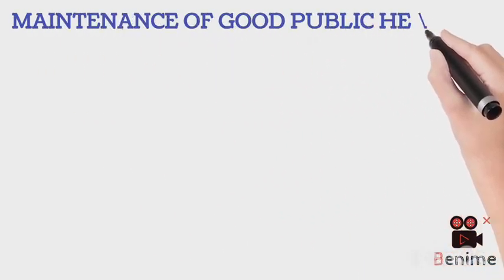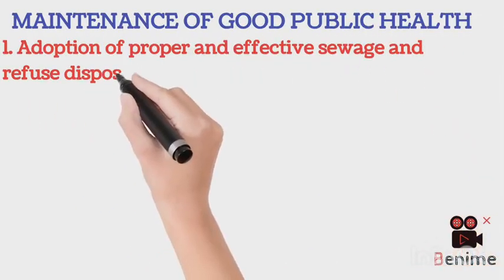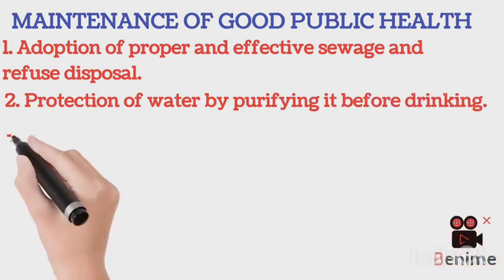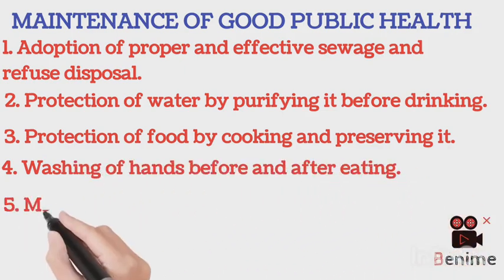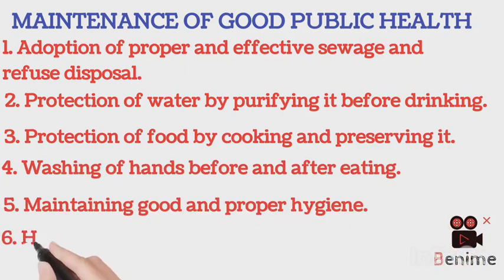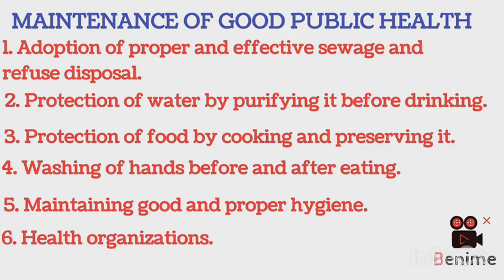Let's look at maintenance of good public health. Since it's public health, it's very important that we know how to manage our environment and how to exercise good public health. Number one is adoption of proper and effective sewage and refuse disposal. Nigerians are always disposing of refuse here and there, and that's why we are having a rise of diseases everywhere.